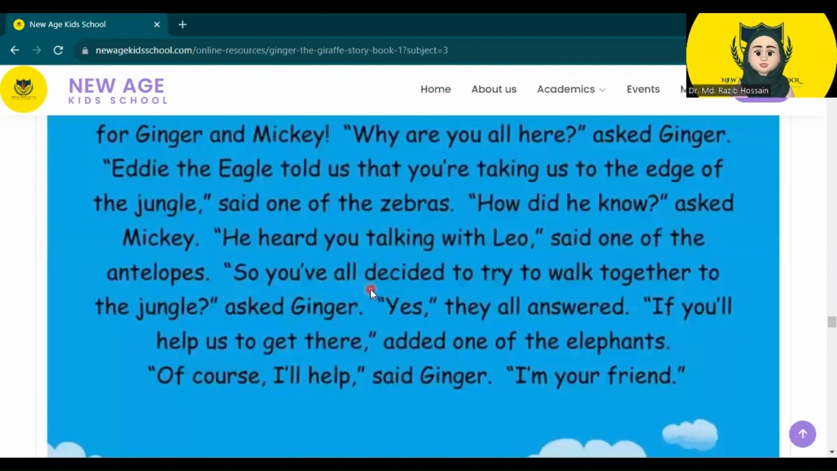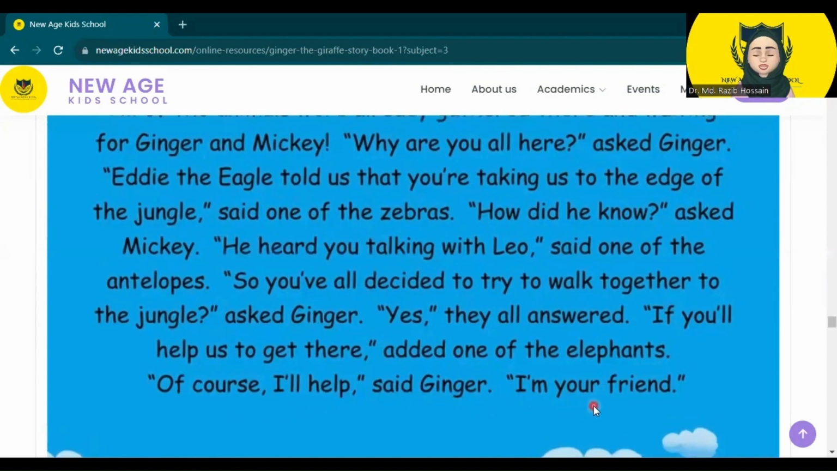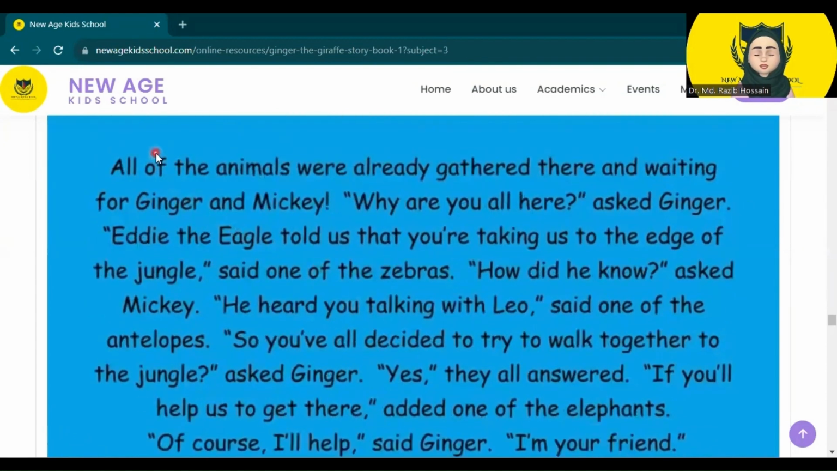"So you have all decided to try to walk together to the jungle?" asked Ginger. "Yes," they all answered. "If you'll help us to get there," added one of the elephants. "Of course, I'll help," said Ginger. "I'm your friend."